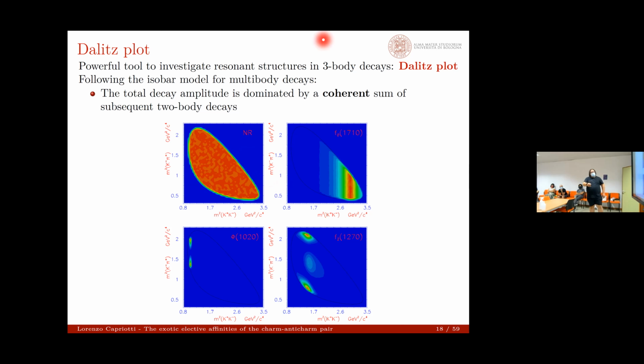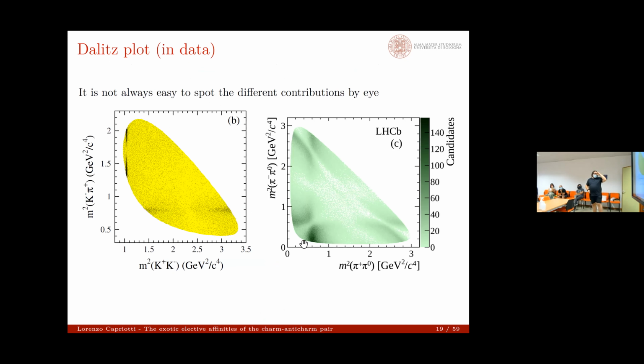So this is a simulation, for instance, of a non-resonant decay, in which everything is flat, or a decay that goes through f0, which is a spin zero particle, which looks like a band here, corresponding to its mass. This goes through a phi, which is a spin one particle, so you have a node here, and I don't remember which one it is, the f2 here, which is a spin two particle, so you have two nodes, one here and one here. So the number of nodes corresponds to the spin of the particle. And this is interesting because sometimes you can spot the contribution by eye. In this case, for instance, this is clearly the phi, spin one, with a node, and the mass corresponds to the mass of the phi. This here is the K star 892, again spin one with a node here, very wide.